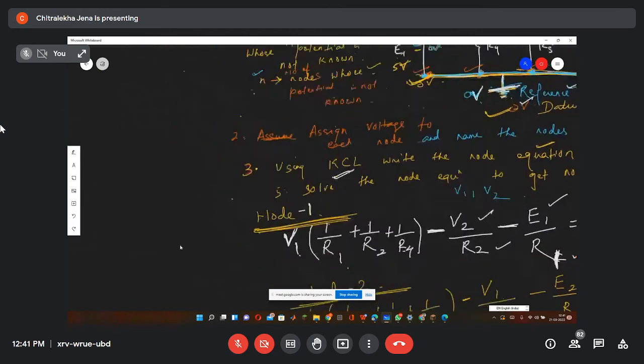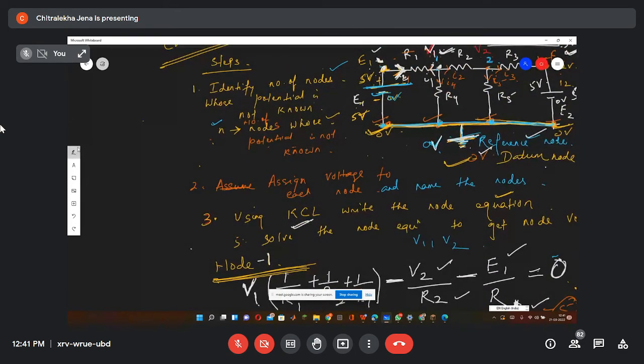Look at here. This one is E1, given 5 volt. If you are taking this as minus 5 volt, right? Because here I have taken the datum node or the reference node as 0 volt. So automatically, instead of E1 taking 5 volt, you have to assign minus 5. Understood? Yes, ma'am.